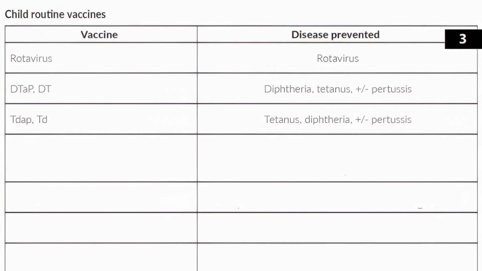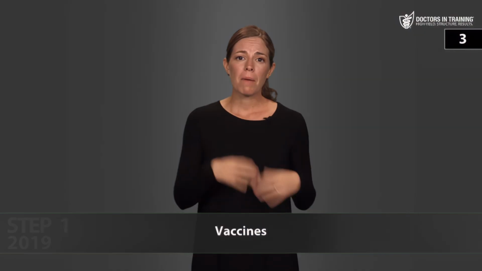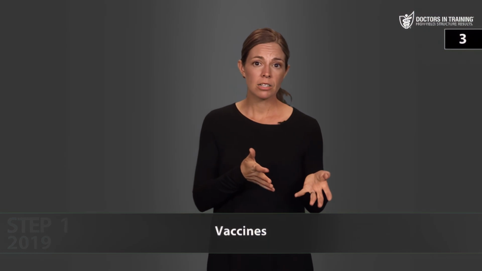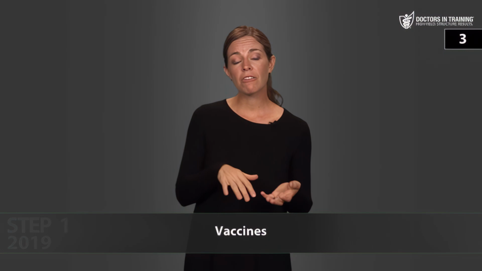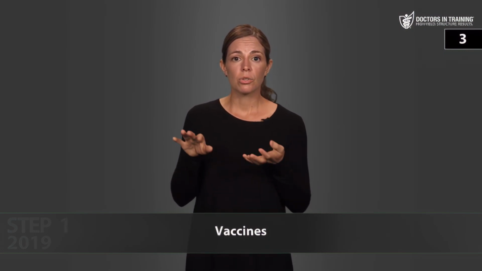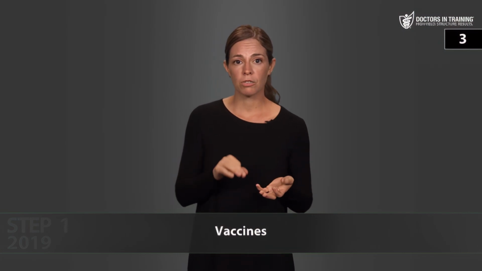The next vaccine is Haemophilus influenzae type B, which I'm going to call Hib or H-flu. This is where the disease prevented gets a little trickier because this organism, H-flu, can cause meningitis, epiglottitis, osteomyelitis, pneumonia, bacteremia, septic arthritis. So on your exam, they might give you a patient with epiglottitis, which they love to test on for some reason, and then they ask you which of the following vaccines could have prevented this disease. So you have to know the presentation of epiglottitis and know that it's often caused by H-flu.